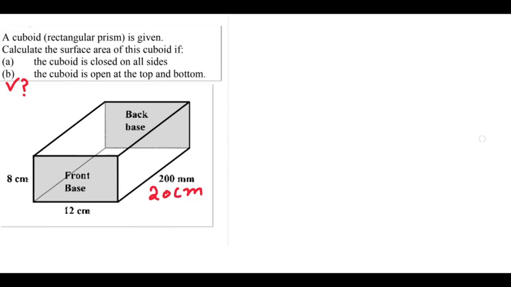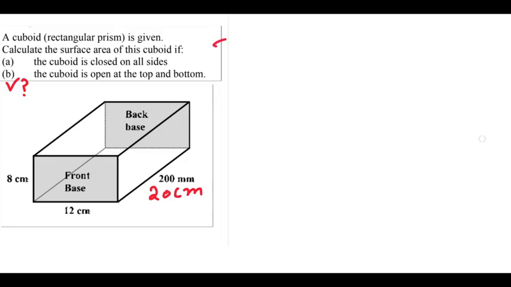Now the question B, the cuboid is open on the top and bottom. Cuboid means more or less cubic shape. So now we need to find the surface area. If the cuboid is open on the top and bottom, then there are only 4 rectangles, since bottom and top will be missing. So the surface area will be the sum of the areas of the 4 rectangles.